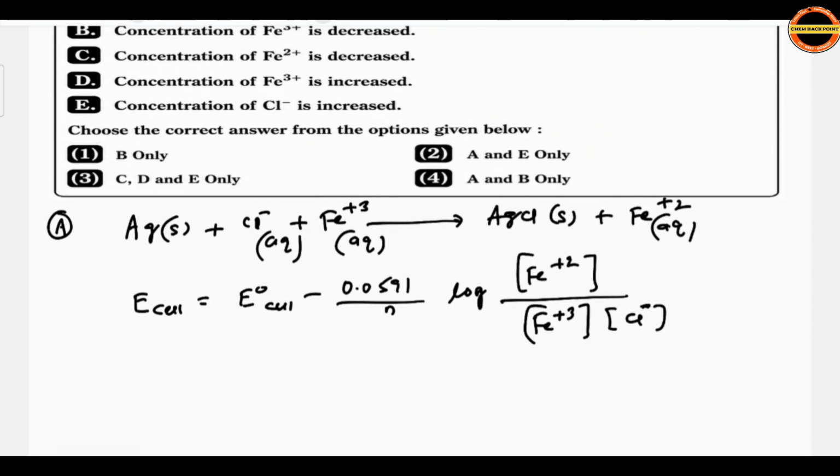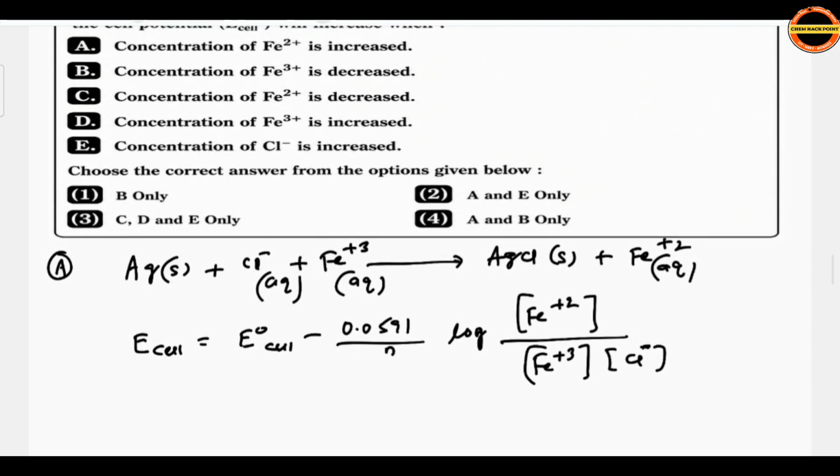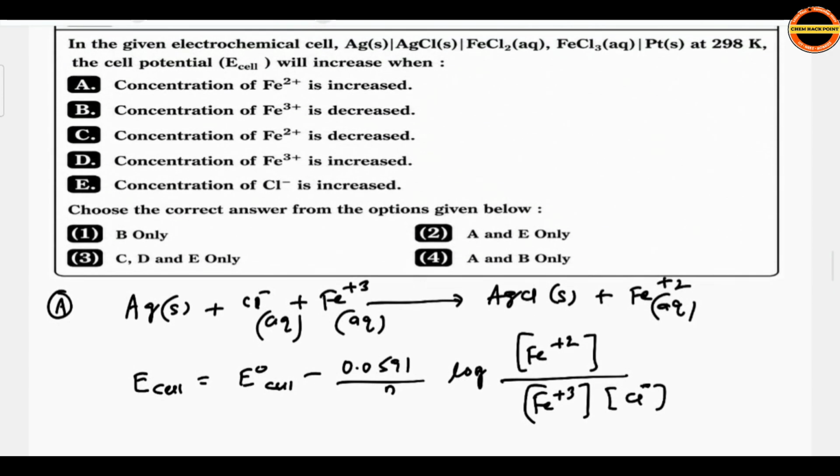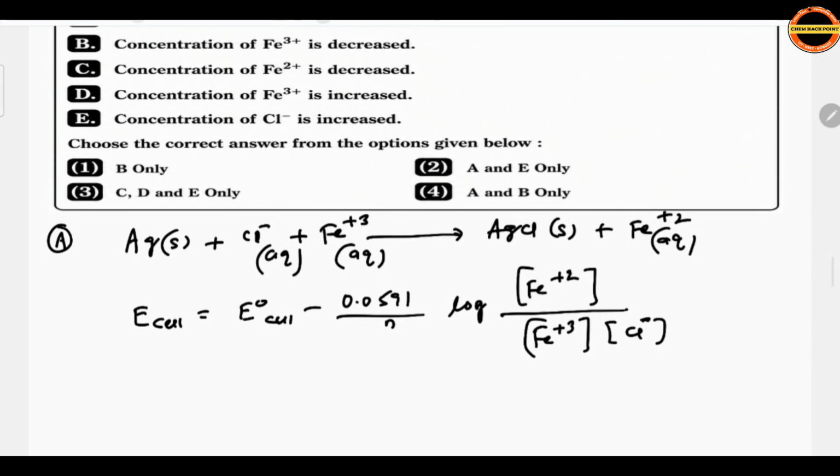Now you see the different options. Concentration of Fe plus 2 is increased. When will the cell potential increase? First case: if the concentration of Fe plus 2 increases, what happens here?